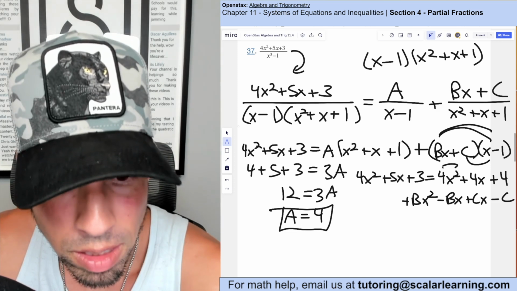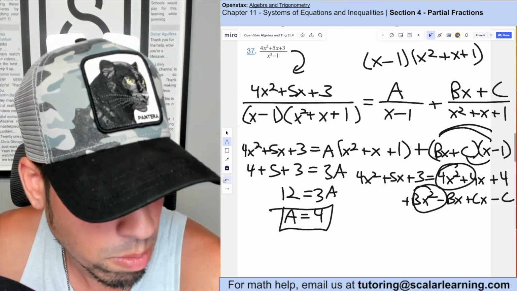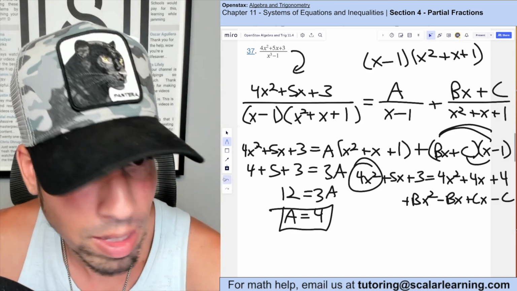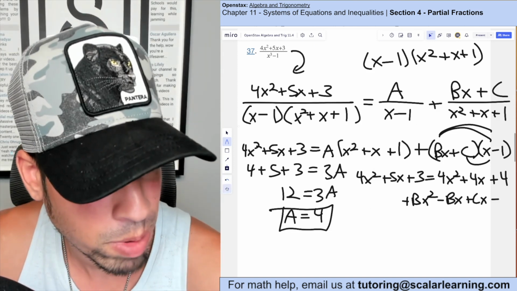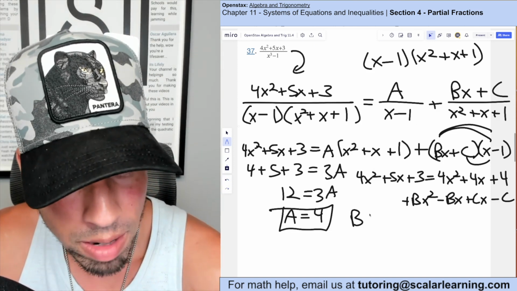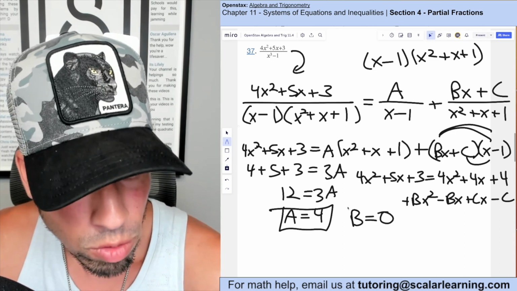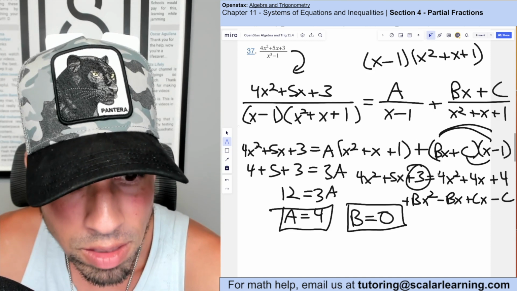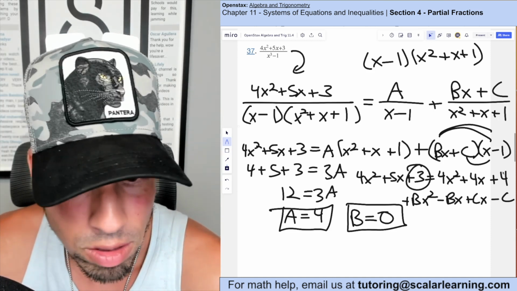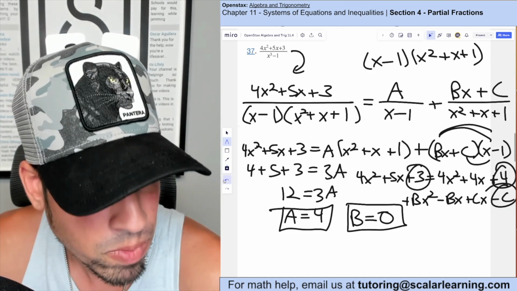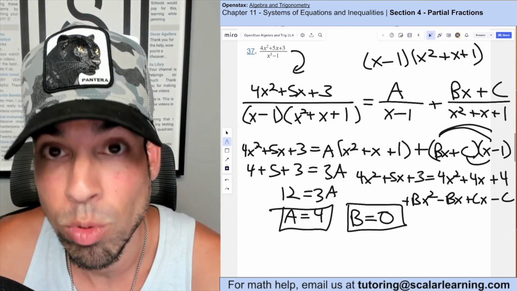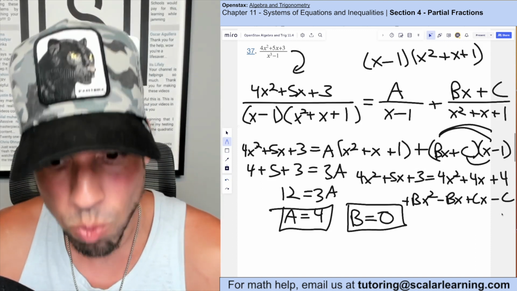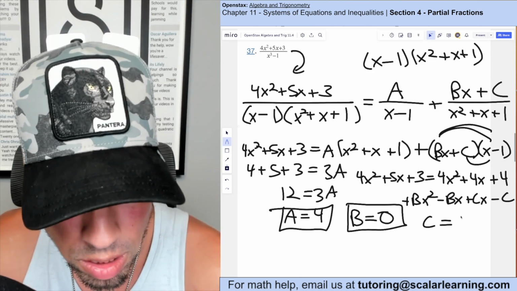Okay, great. Now first let's solve for b. The nice thing about b is I see a 4x squared and a bx squared being added together to give me a 4x squared. Well, wait a minute, what does that mean? That means that b has to be 0, because we already got a 4x squared. So b is 0. Last but not least, we need c. Since the constant is 3, and the only constant numbers here are 4 and negative c, 4 plus negative c has to equal 3, meaning c is 1. 4 plus negative 1 is 3, so c is 1.